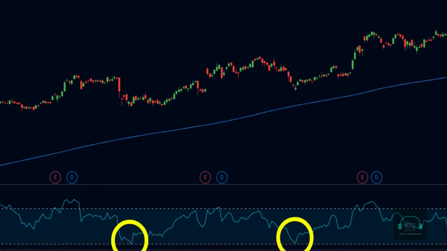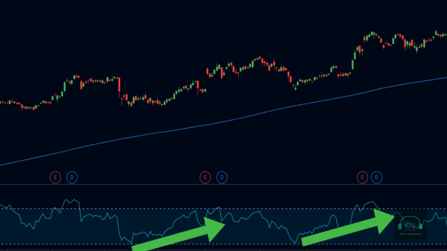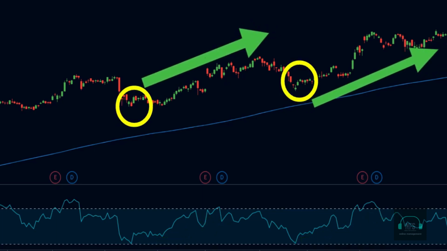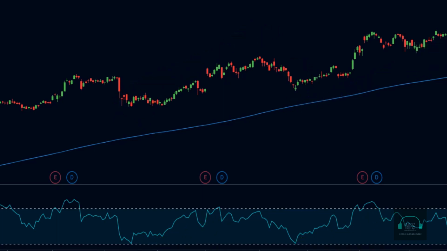On this chart, we have 2 buying opportunities. Here the price barely touches the 30 level and quickly reverses. Had we bought the stock at these points, we would have generated good profits. Whenever we enter such trades, we can keep our stop loss below the recent swing low and keep our target at the near swing highs.